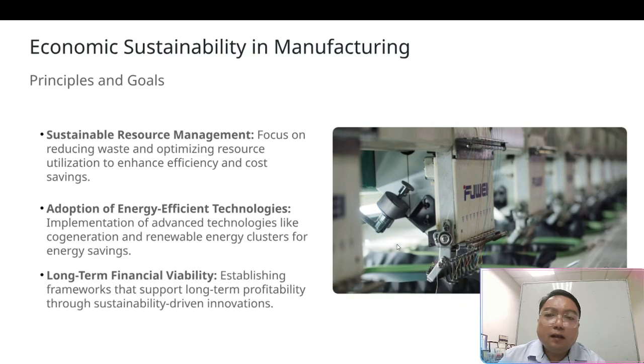Okay. We talk about focus on economic sustainability. There are principles and goals. Sustainable resource management focuses on reducing waste and optimizing resource utilization to enhance efficiency. We must reduce waste. Waste will happen, but we must reduce waste.